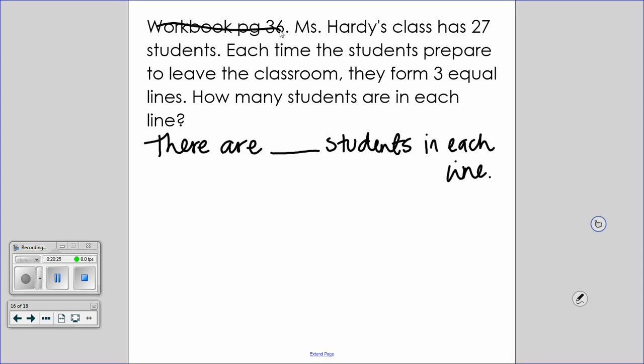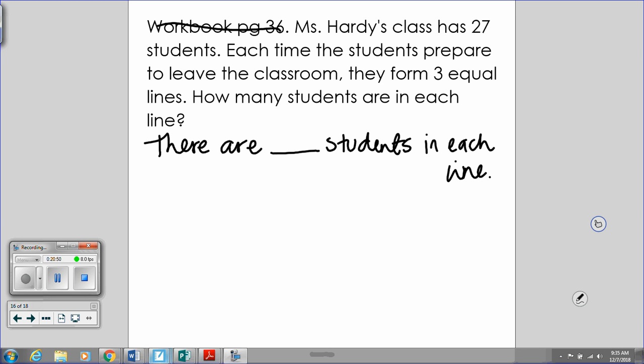So it's not enough to say students. It's not enough to say line. What we are actually counting are students in each line. It's really long for this one. Do I know the total or the whole? Rena? You sure? Yeah, she has 27 students.